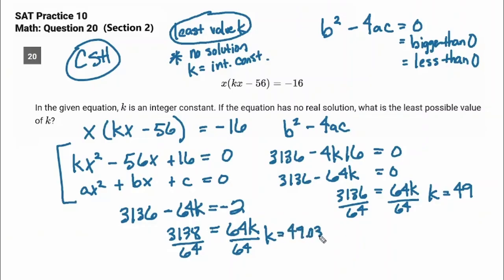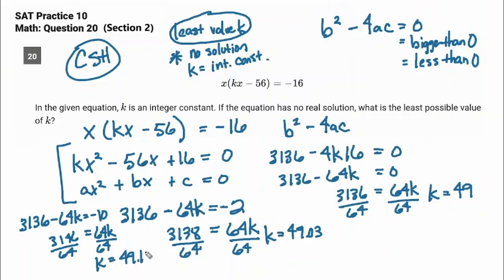All right, that doesn't help me. Fine, make something else that's less than 0. We're running out of room here. How about 3136 minus 64k equals negative 10? If I do that, again, 64k goes over here, 3146, divide both sides by 64. I'm expecting another nasty decimal, and that's what I get. I get k is 49.15.